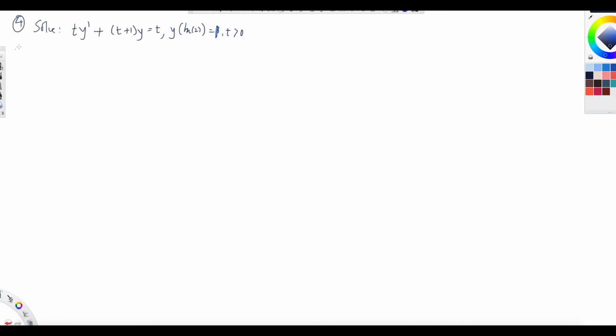So to solve this one, what we do first is divide by t, right? If you divide by t, what do you get? Well, you get dy over dt plus (t plus 1) over t times y. You see that? Equals 1. This is what you get, right? (t plus 1) over t times y equals 1.